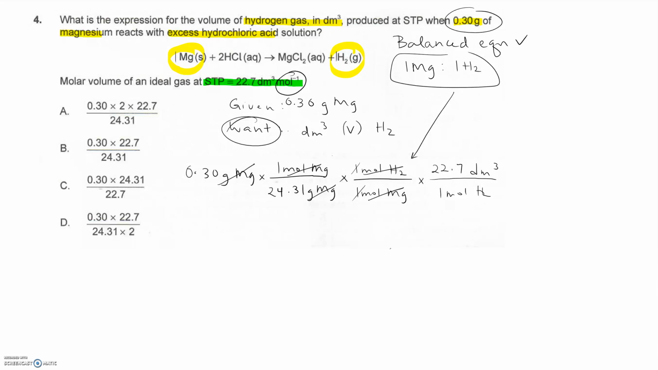So my moles of H2 are successfully gone, and I am left with the following numbers: 0.30 times 22.7 divided by 24.31. In other words, my answer is B.